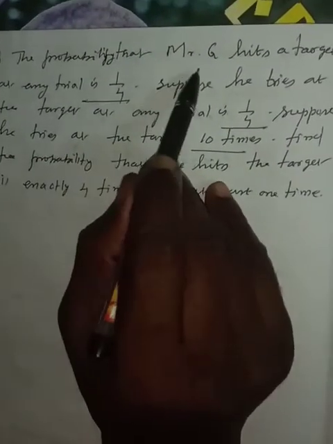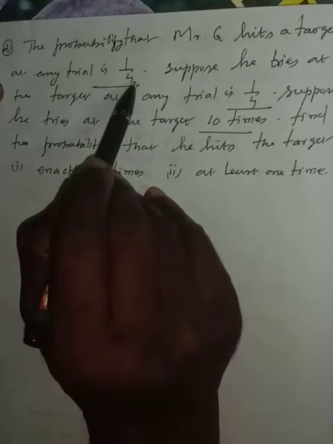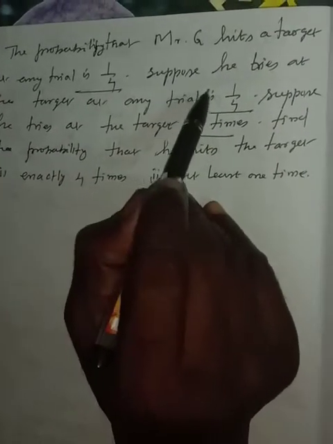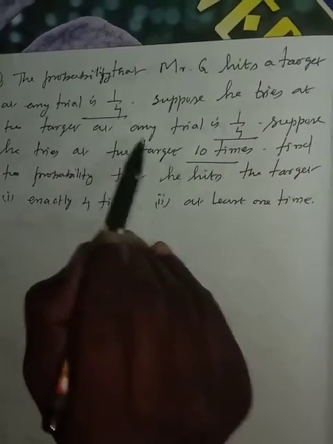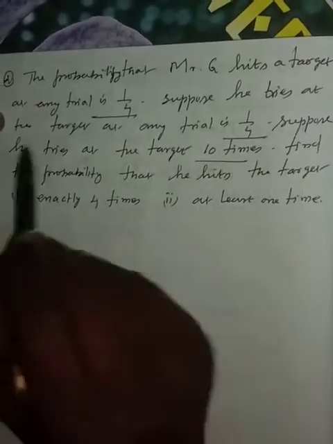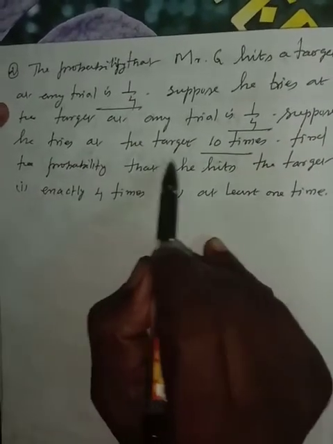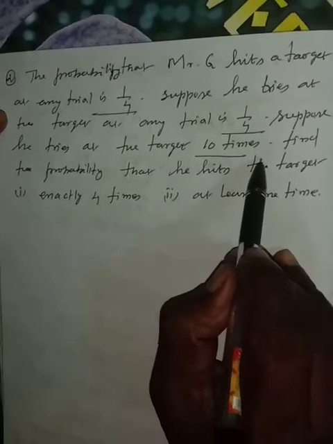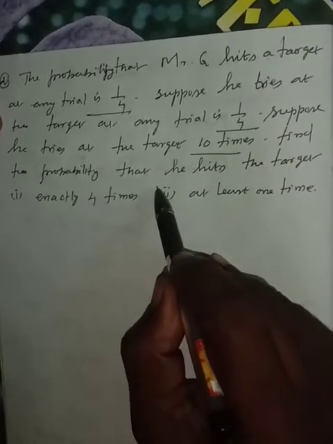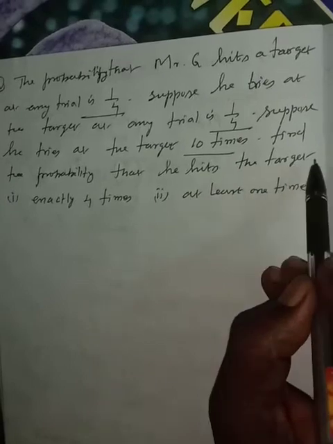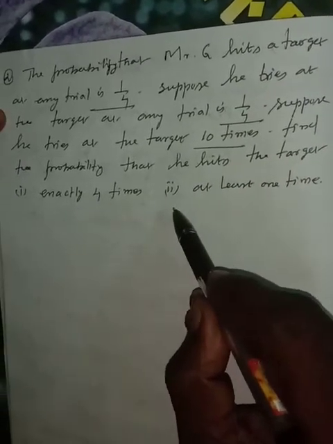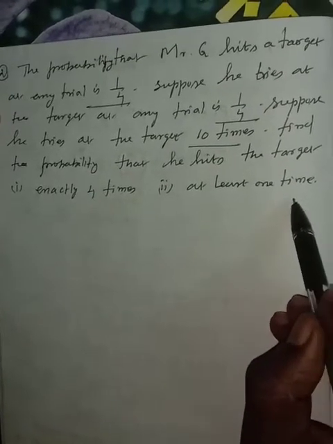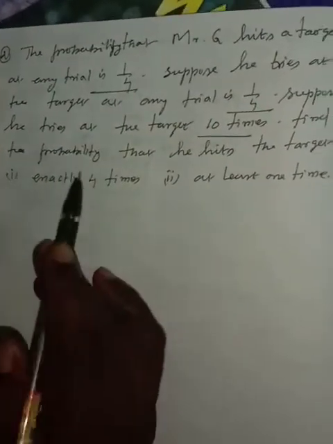The probability that Mr. Q hits a target at any trial is 1 by 4. Suppose he tries at the target 10 times. Find the probability that he hits the target: number 1, exactly 4 times; number 2, at least 1 time.